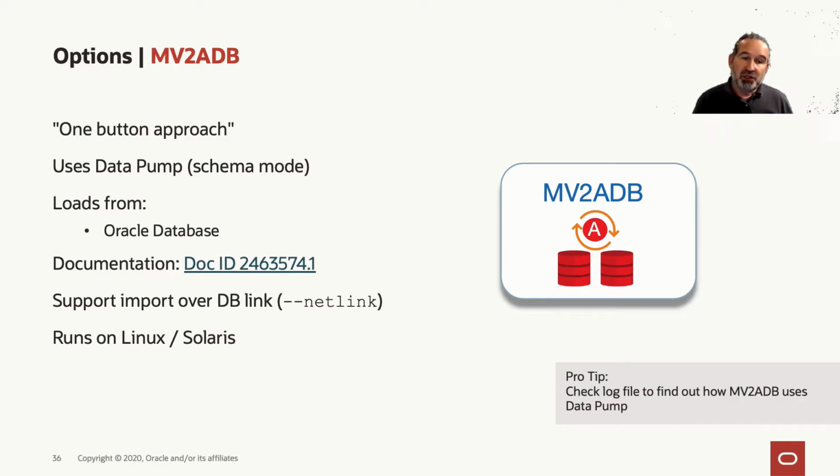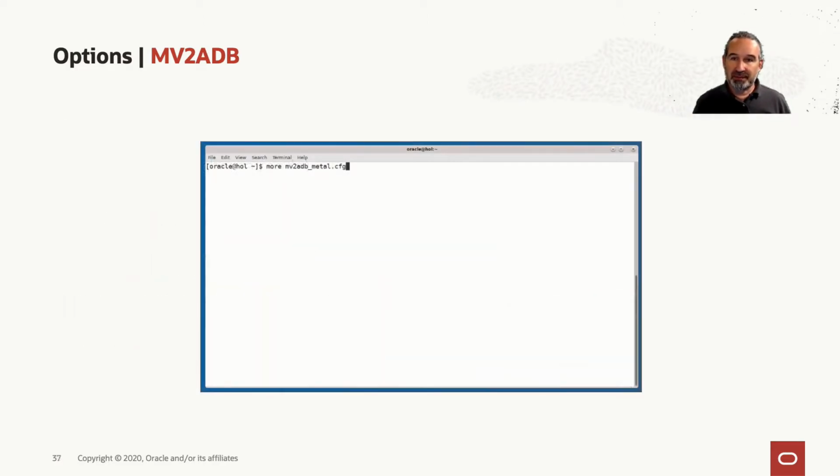And this is a tool scripted by our colleagues here, or you get it via this MOS note. The Doc ID is on the slide. It now even supports going over a database link with the netlink, and it runs on Linux and Solaris. If you want to understand how MV2ADB accesses Data Pump exactly, then go to the log files and it tells you how it does that.